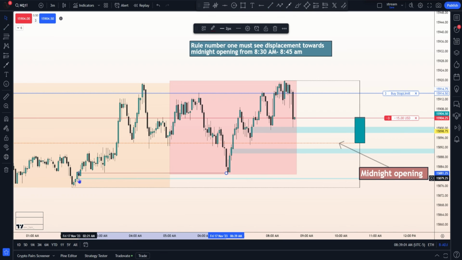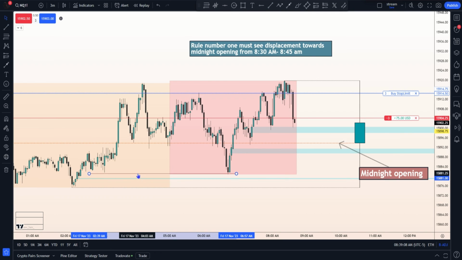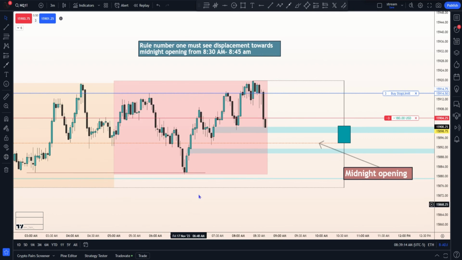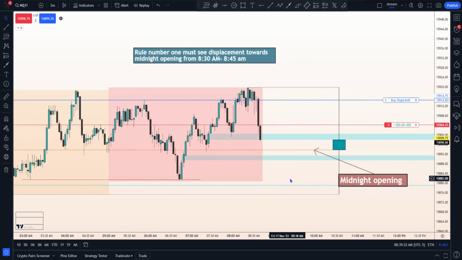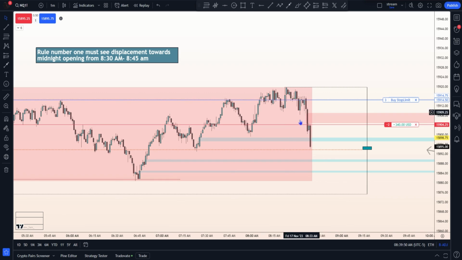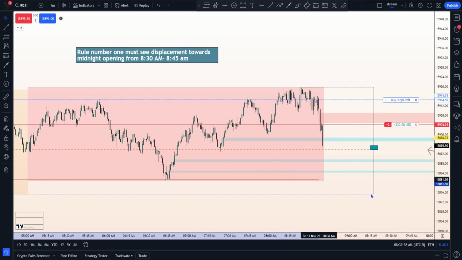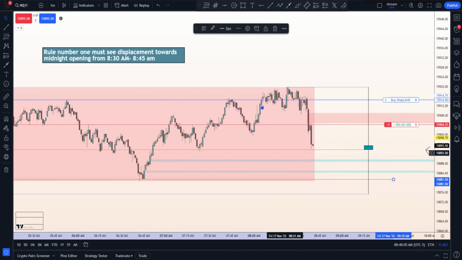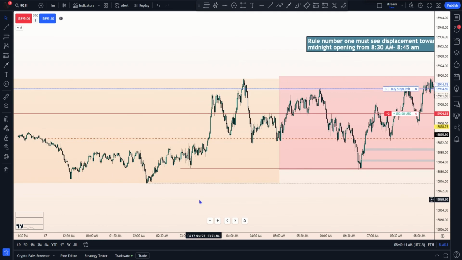All right, I sped it up a little bit. So I'm in 3 short. It's just after 8:30, almost 9 o'clock. Price is displacing downward. And then I think I take some off at the midnight opening. Yeah, so there it hit the midnight opening. I took one off. And now I'm thinking that price is going to keep going down, which it does.